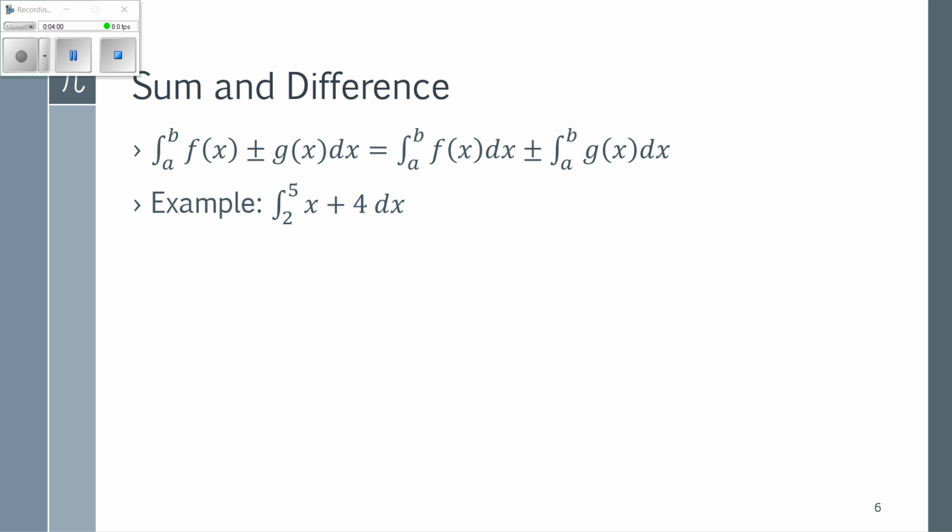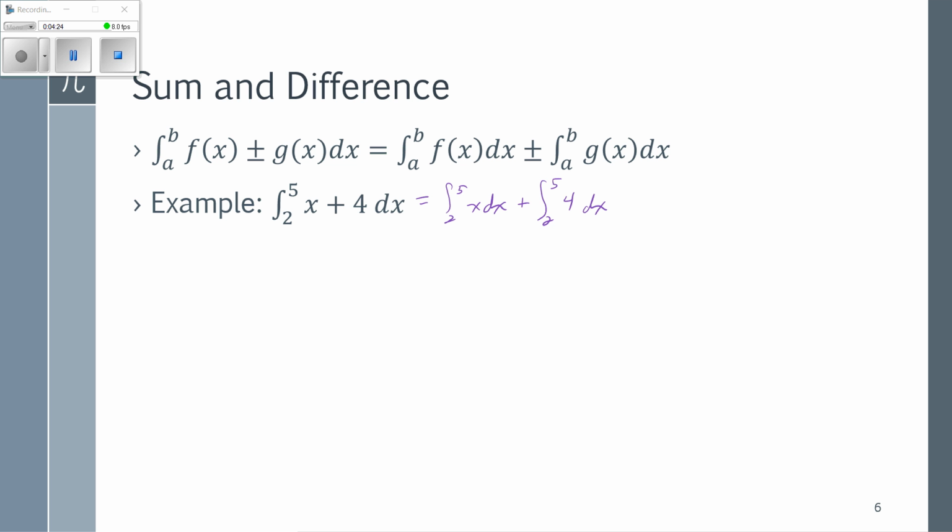There are times in which we will want to be more explicit in saying we're doing this, but a lot of times it's just kind of automatic. So for example, the integral from 2 to 5 of x plus 4 with respect to x, I can split up and say, well, it's the integral from 2 to 5 of x with respect to x, plus the integral from 2 to 5 of 4 with respect to x. And by doing that, it gives me easier definite integrals to evaluate.